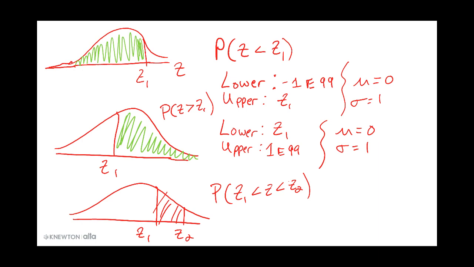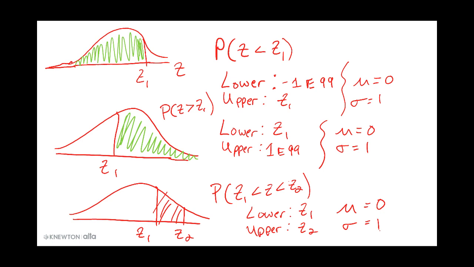Well, I think this is actually the easiest case to understand what your lower and your upper are. In that shaded region, what's our lower bound? The lower will be Z1, and your upper would be Z2. Still the z distribution, so the mean is 0 and the standard deviation is 1. It's very important that everybody understands how you determine your lowers and your uppers when it comes to these three different cases.